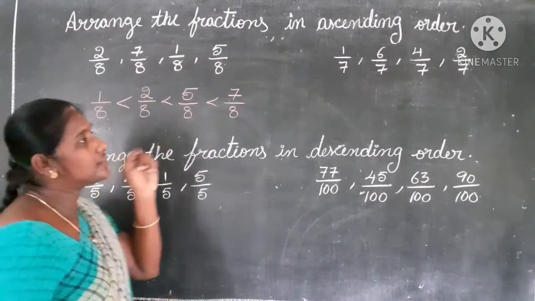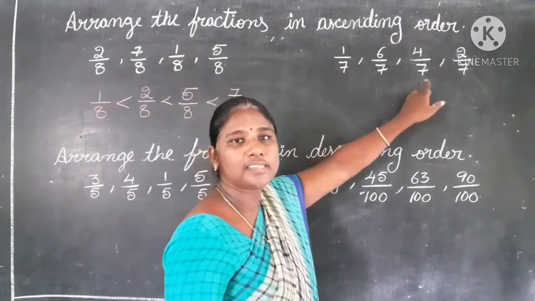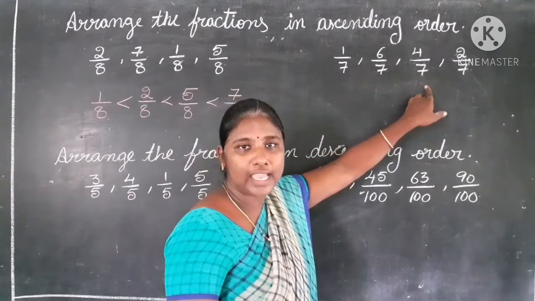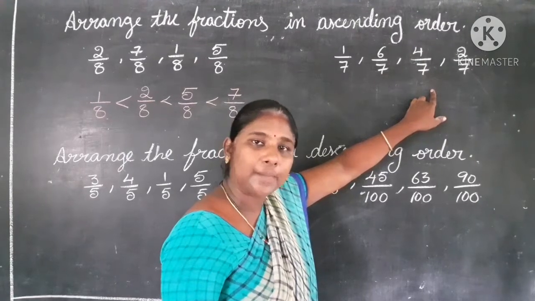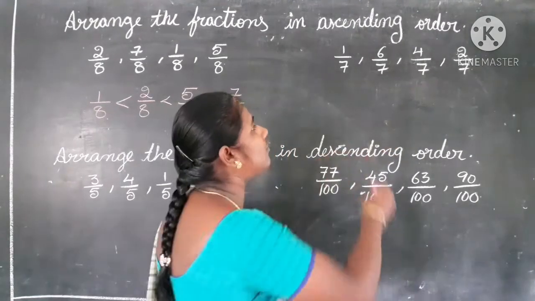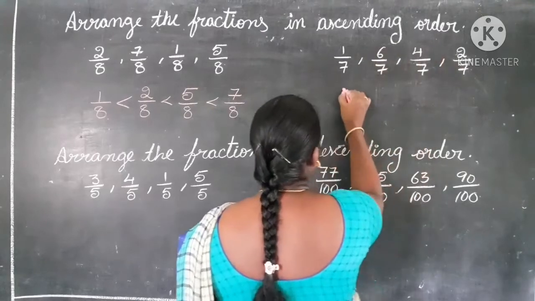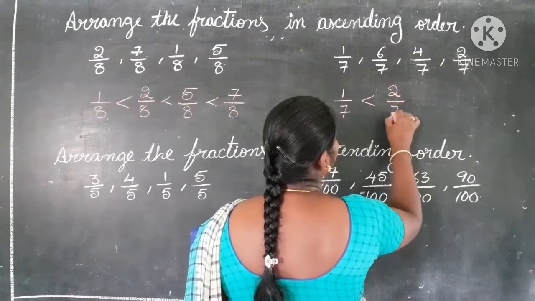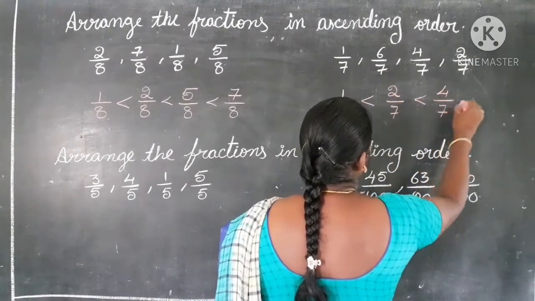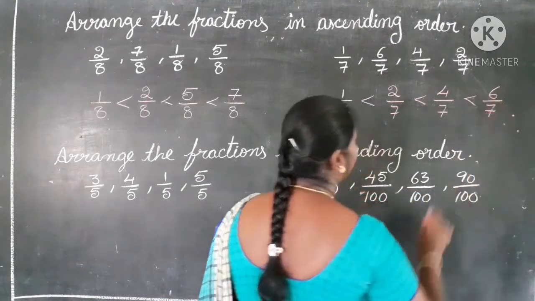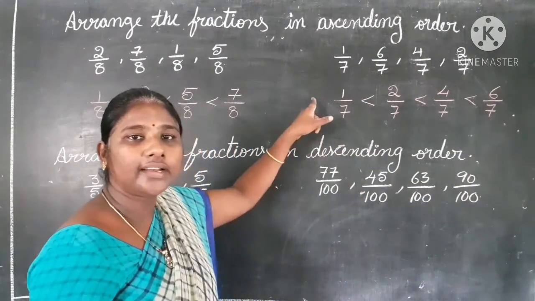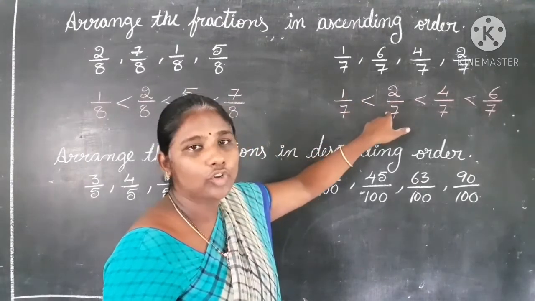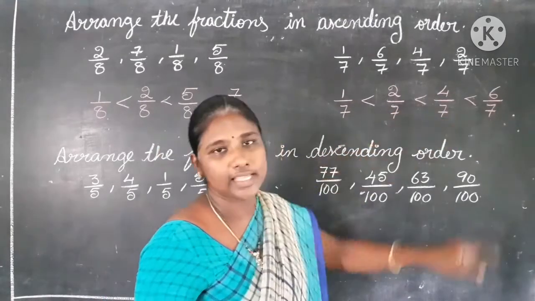Next 7 by 8. Same here also: 1 by 7, 6 by 7, 4 by 7, 2 by 7. All the denominators are the same, so we write the numerators from smallest fraction to biggest fraction. The numerators are 1, 6, 4, 2. So 1 by 7 less than 2 by 7 less than 4 by 7 less than 6 by 7. This is ascending order, smallest fraction to biggest fraction. Is 1 by 7 less than 2 by 7? Yes, so we keep the less than symbol.